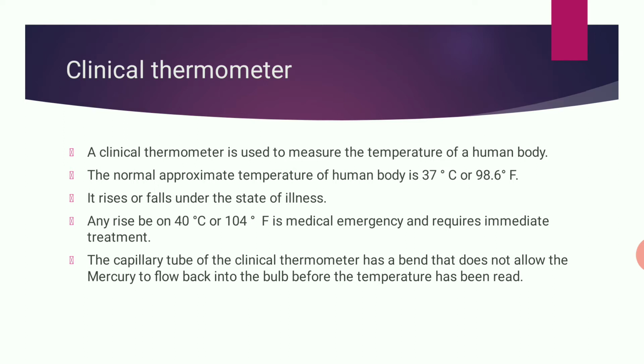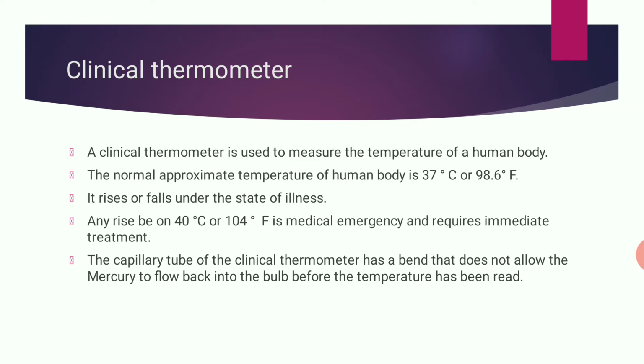The normal approximate temperature of the human body is 37 degrees centigrade or 98.6 degrees Fahrenheit. It rises or falls under the state of illness. The temperature will rise or fall if we are ill. Any rise to 40 degrees centigrade or 104 Fahrenheit is a medical emergency and requires medical treatment, because the patient needs immediate treatment as the temperature is too high for the human body.